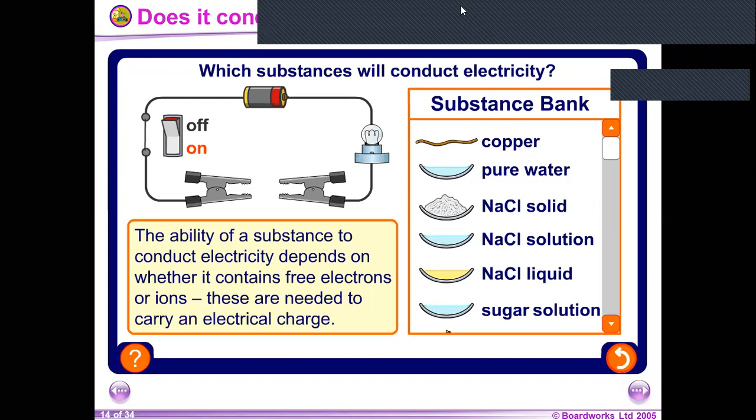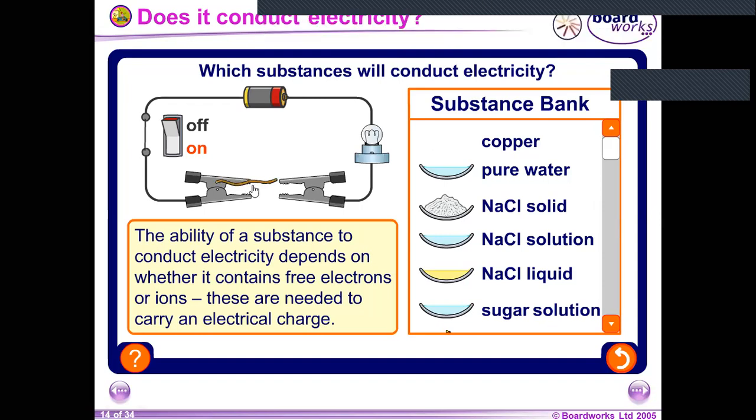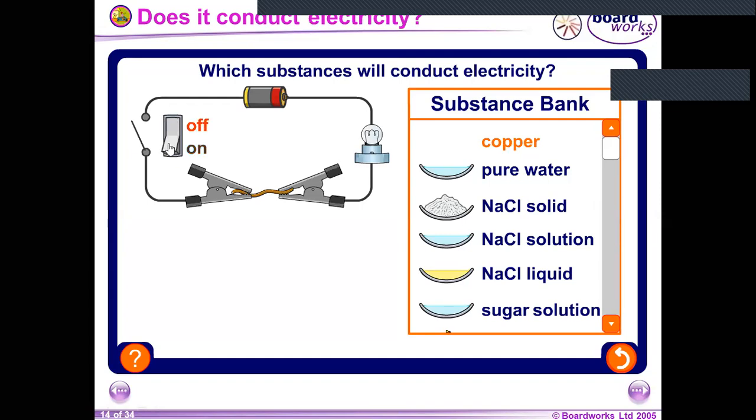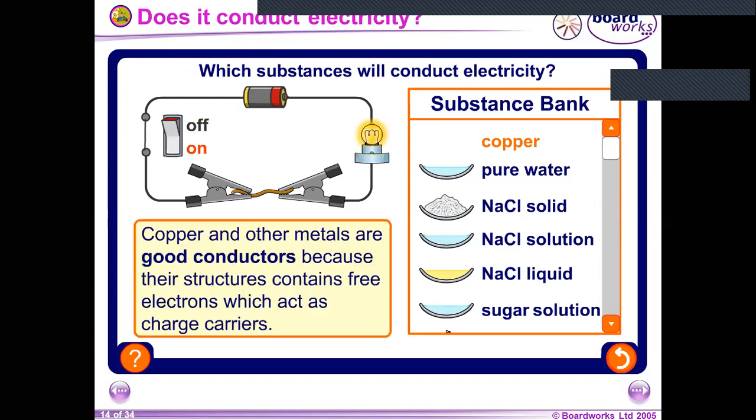Now we're going to use different substances and see if they are conductors or not. Let's start with the copper. This is a metal, we all know it. Let's add it here and switch on. Can you see that? Yes, now it's working. So that means this copper is a good conductor. What does that mean? It means that it allows electricity to move through it.